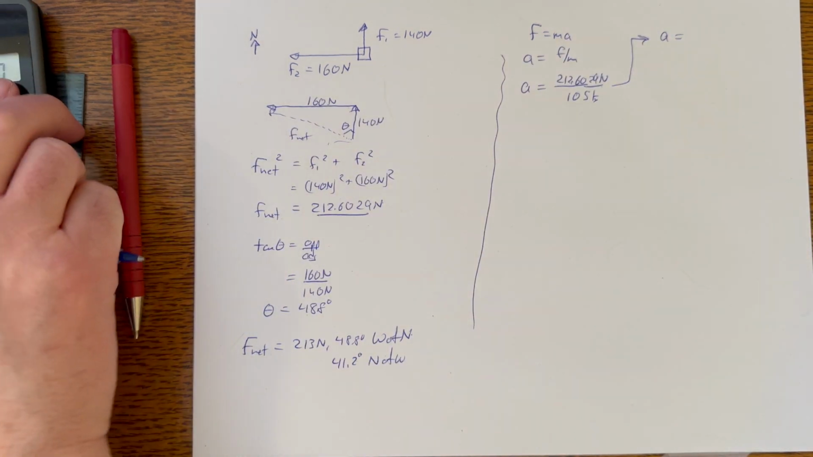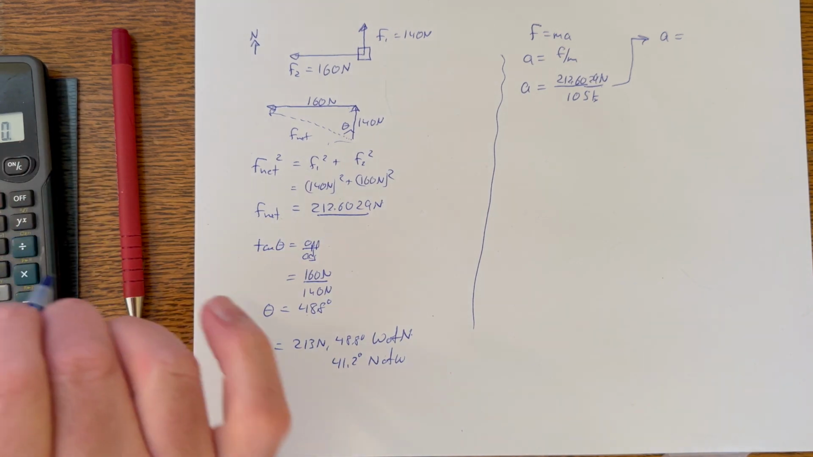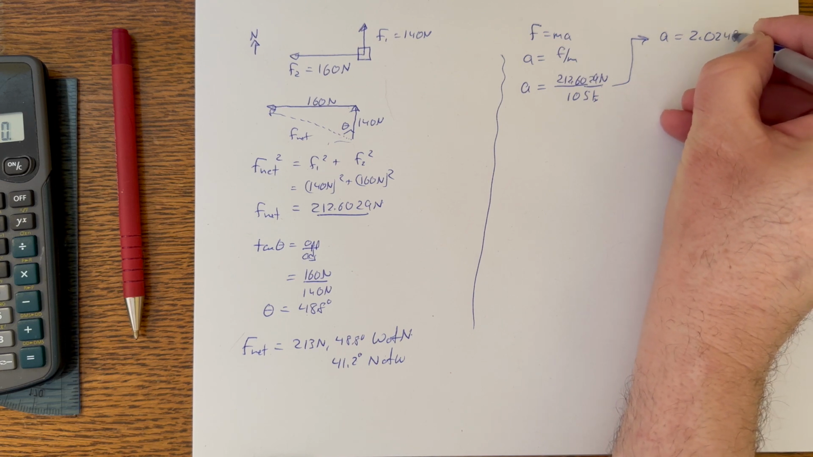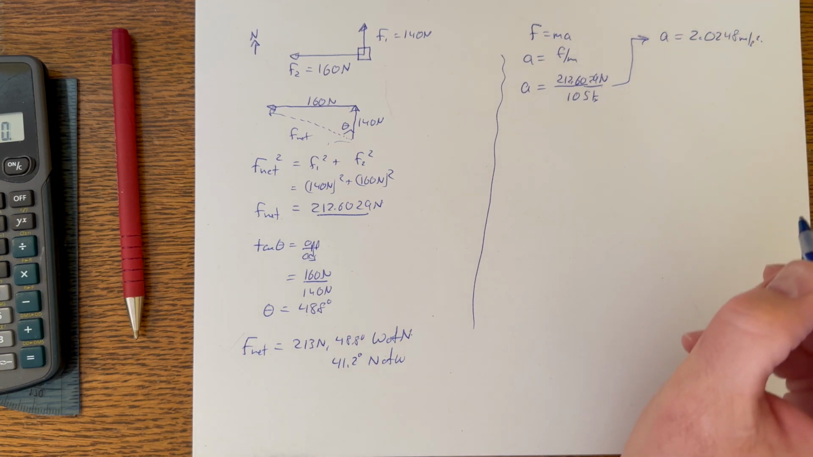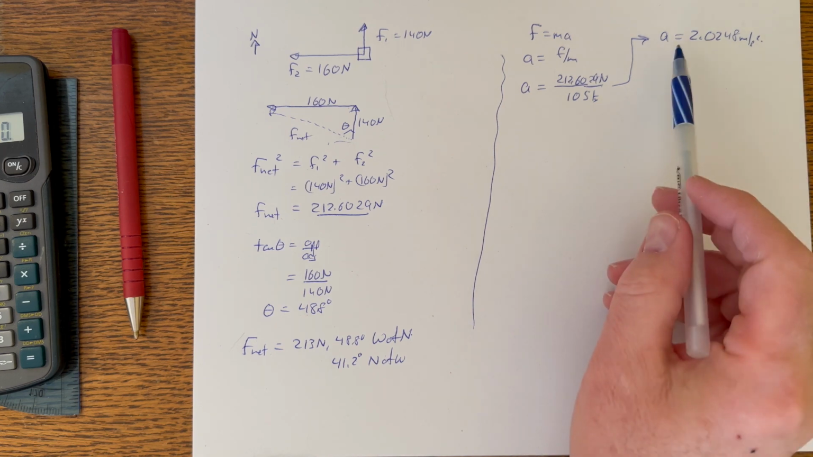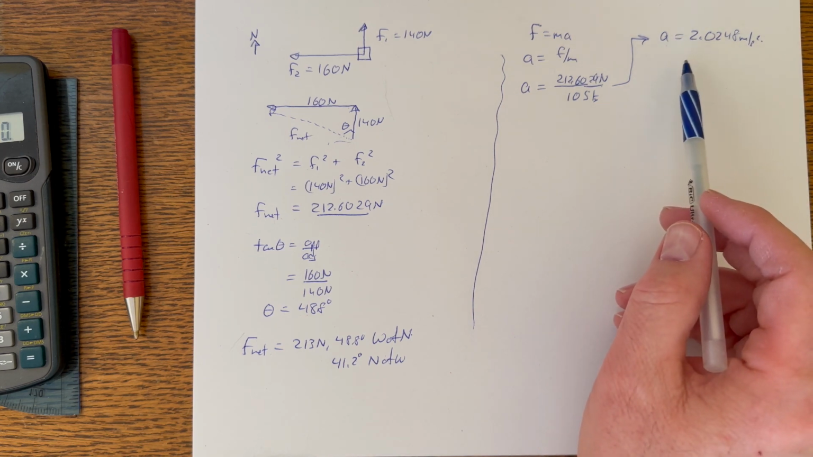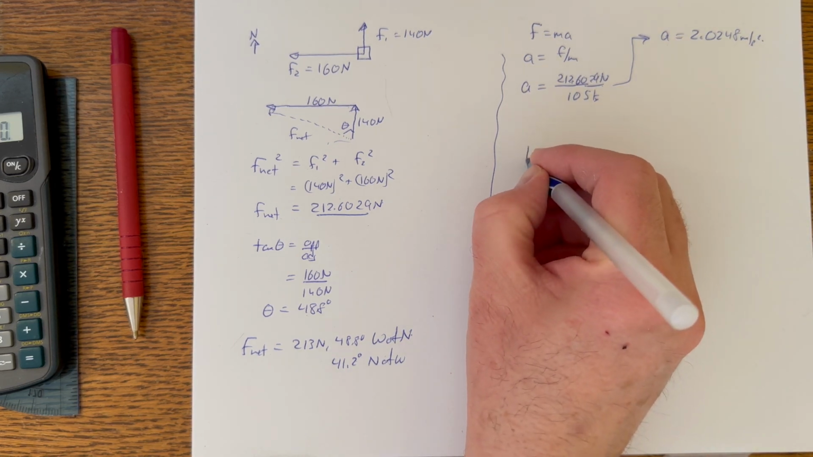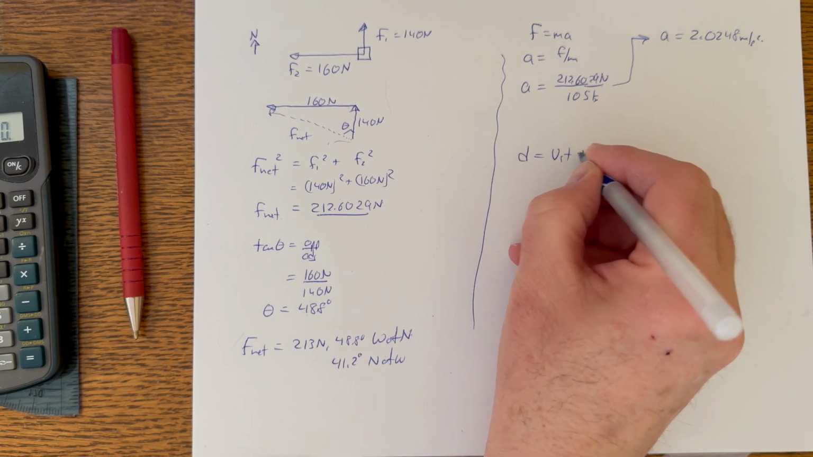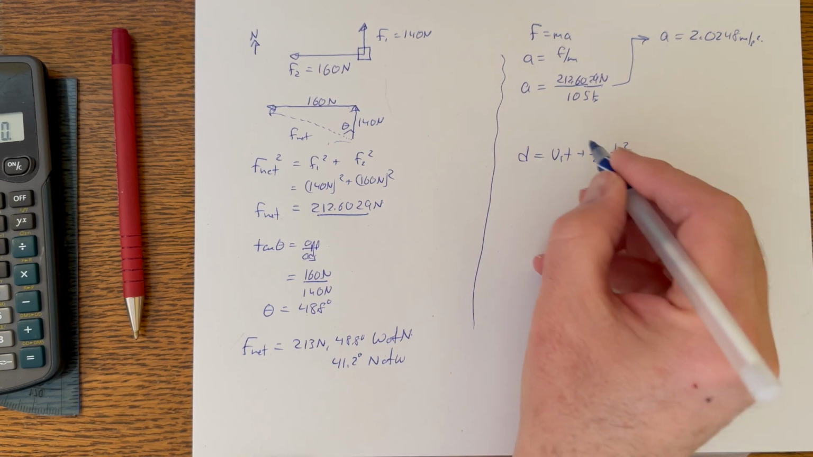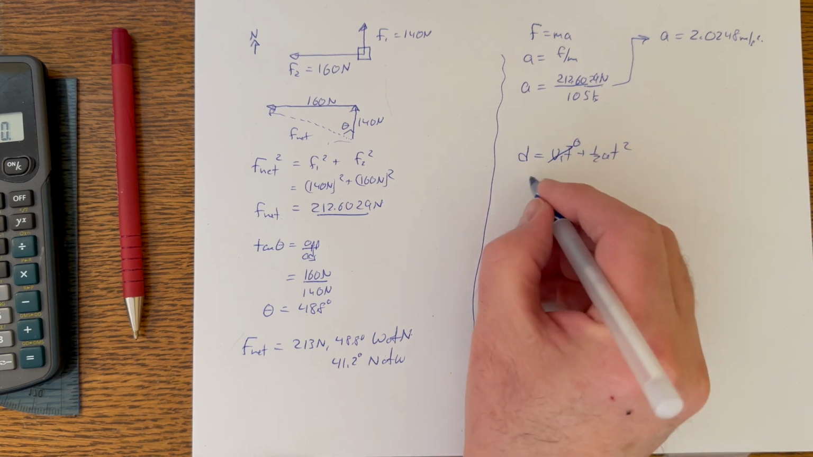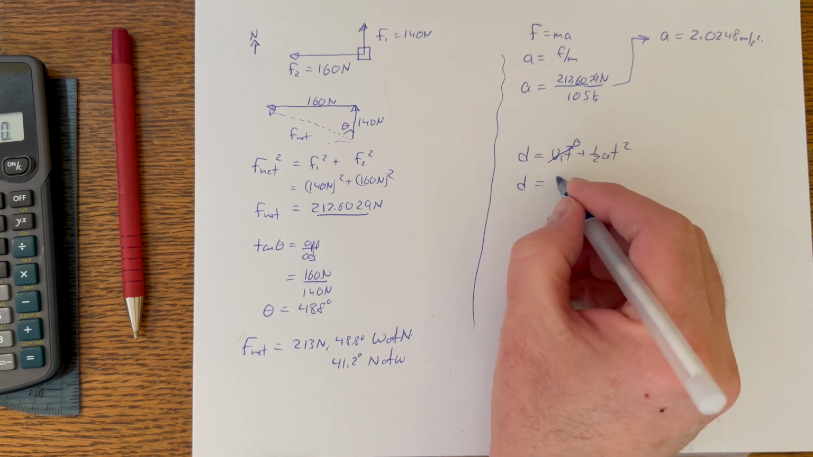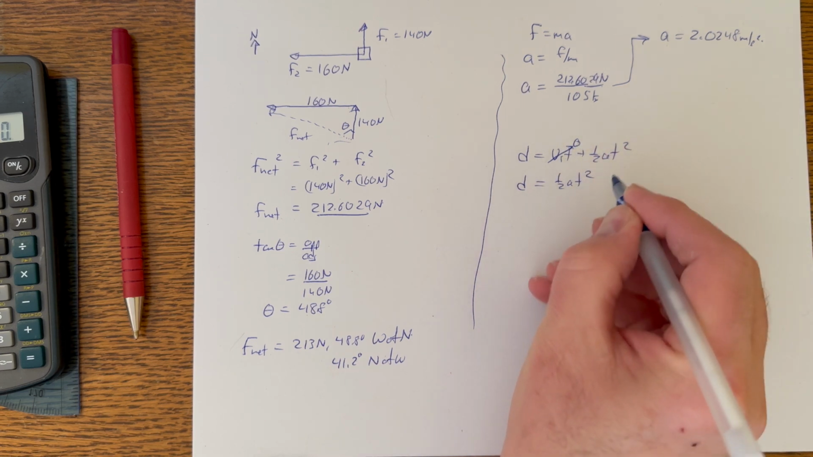So the acceleration, pull up the calculator there for a moment, is going to be 2.0248 meters per second squared. Okay, so how do I change an acceleration into a distance traveled? Well, I checked my formula sheet, and this one looks really nice for this application. d equals v_i t plus 1/2 a t squared. It starts from rest. I'll designate it that way. v_i is 0 times t, all equals 0.